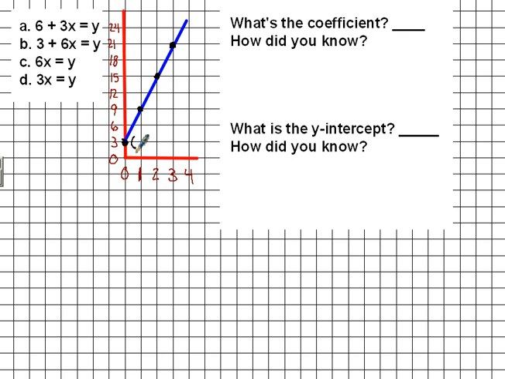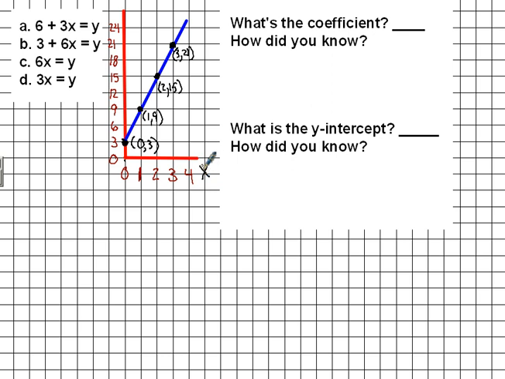So the coordinates of this one are at 0 on the x and 3 on the y. The coordinates of this one are at 1 on the x and 9 on the y-axis. The coordinates of this one are at 2 on the x-axis and 15 on the y. This one is at 3 on the x-axis and 21 on the y.